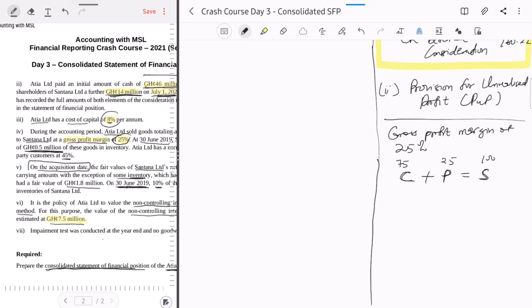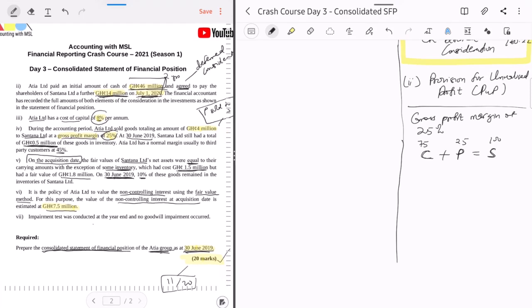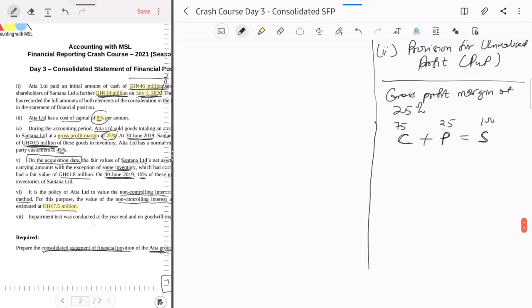How? If you come here, they said at 30th June 2019, Santana still had a total of 0.5 million of these goods in inventory. That is a portion they had not sold. So if there's anything to be worried about, that is a portion of profit you need to eliminate. Because that's the portion of profit still sitting within the group that needs to be eliminated.